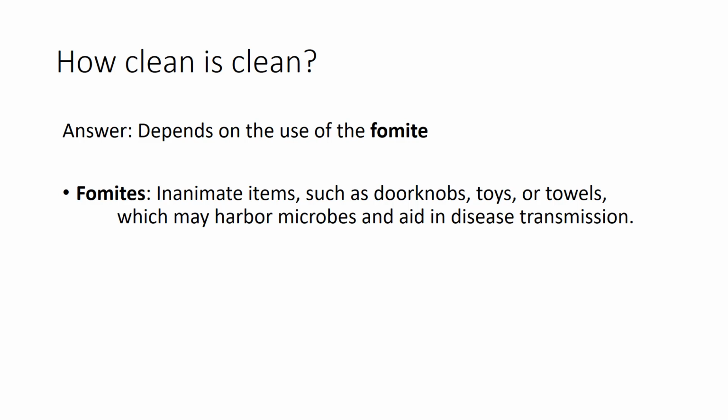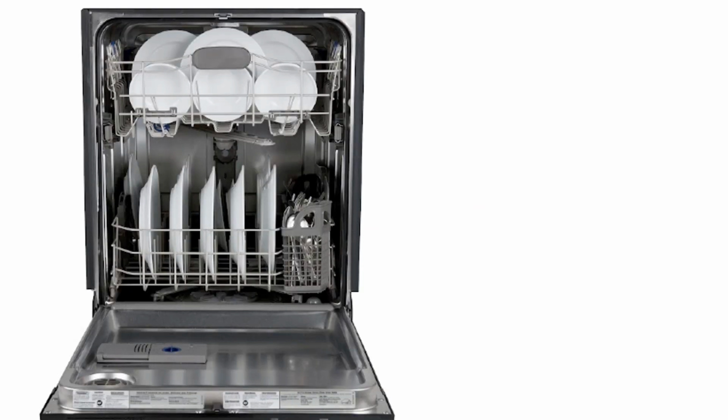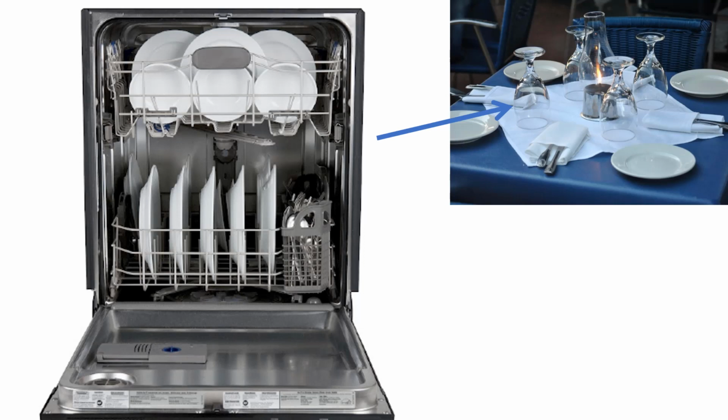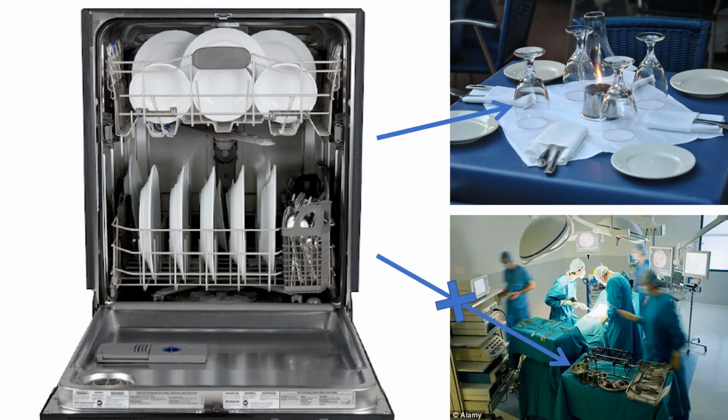So to help answer how clean is clean, here's a dishwasher. Now, after going through the cleaning cycle, would you say that these dishes are clean? And the answer I would think that you'd give is yes. They are clean for what they're being used for. They're being used to serve food on. However, they're not clean enough for surgical instruments to be used in an operating room. So yes, they are clean, but not clean enough. And these dishes are a good example of a fomite.